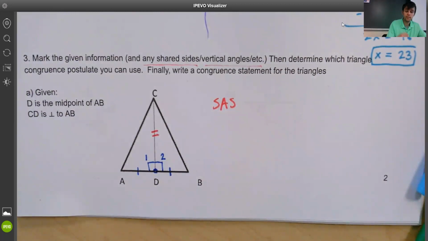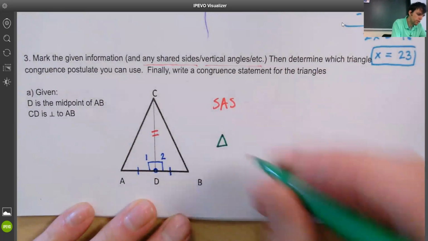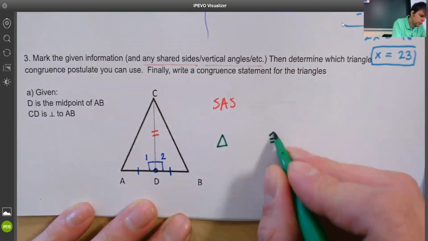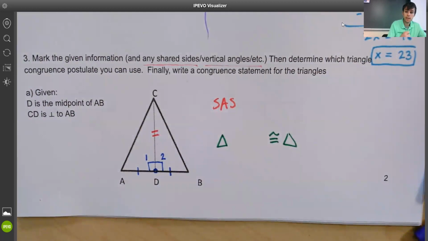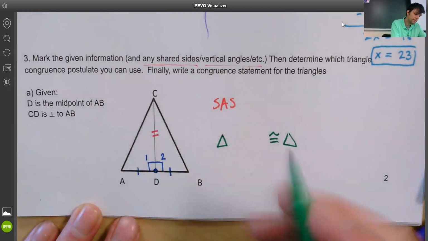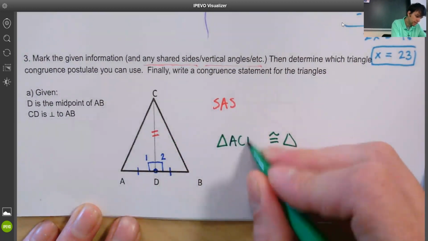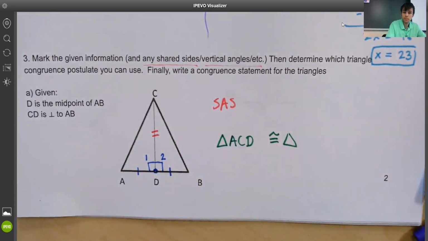Finally, the last thing we're asked is to write a congruent statement for these two triangles. So remember, when you are writing a triangle congruence statement, you can name the triangles in any way you want, but once you choose a name for one triangle, you have to make sure that the second one is named in a corresponding manner. So let's go through that. Let's say we want to name this first triangle here on the left. Doesn't really matter. Let's call it ACD. Now, because we've settled on that naming for the first triangle, we need to be careful and make sure we match up the corresponding parts to name the second one.